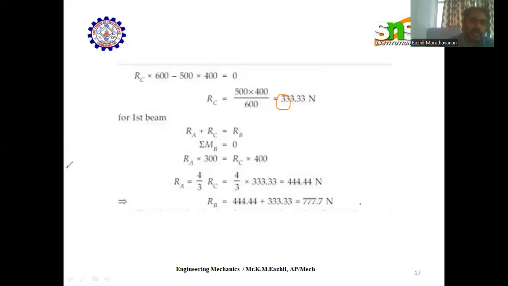Then the value of RC has to be substituted in the above equation. We have to identify the RA value. For beam 1, we substitute the known values and identify the RB value. RB value is 777.7 Newton.